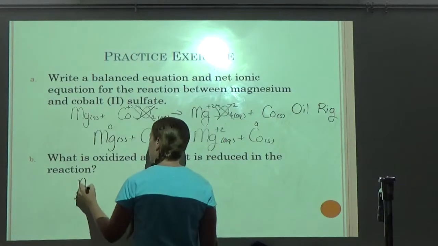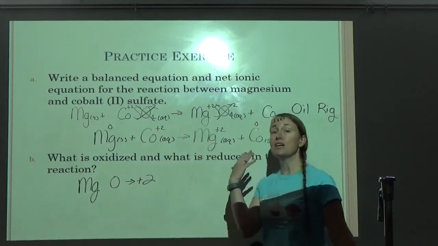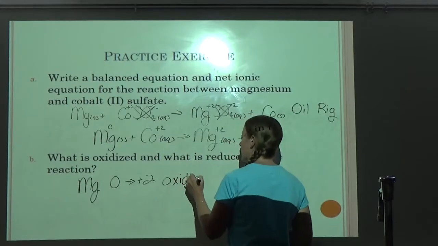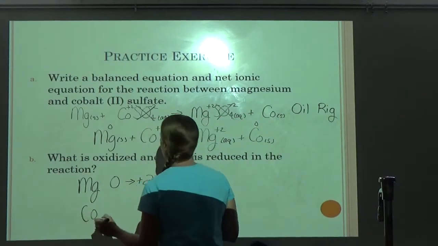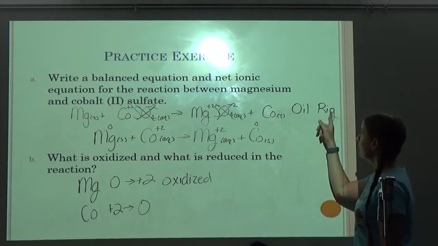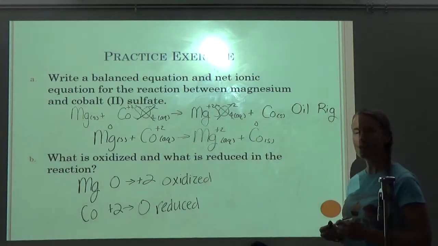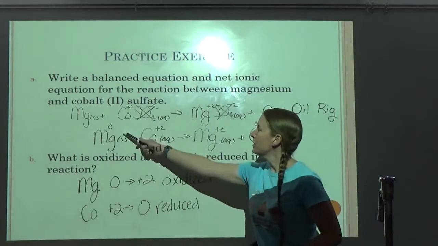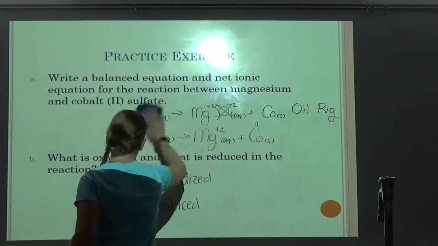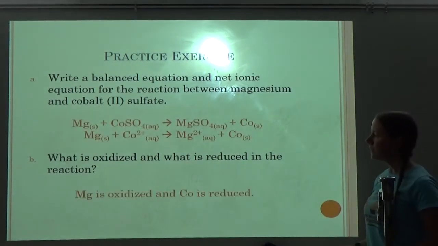So let's look at what's happening. Magnesium went from 0 to a +2, which means it lost electrons. Oxidation is loss, so magnesium was oxidized. And then cobalt went from +2 to 0, so that means it gained electrons. Reduction is gain, so cobalt was reduced. And that's all you have to do. Not all the time are the reactions going to be this easy to write the oxidation states, but in this case, it was that easy. Hopefully you got that one right.